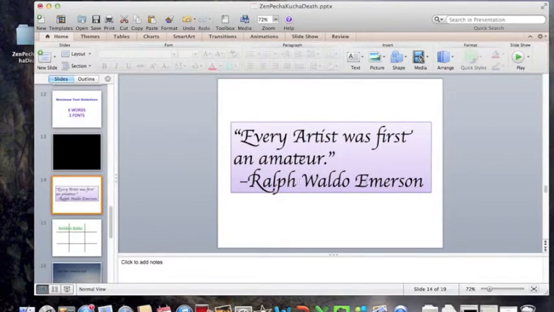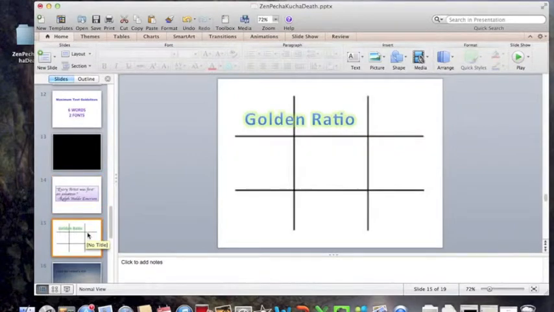I like this quote from Emerson. Just put it in a little box with some color. And let's get down to really the meat of this week, which is slide design. With slide design, we like to follow the golden ratio. So the simplest way to do this is to just draw sort of a tic-tac-toe on your board, or to use those grid lines to do it.